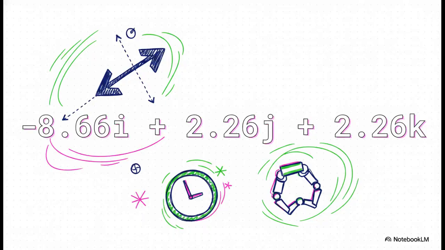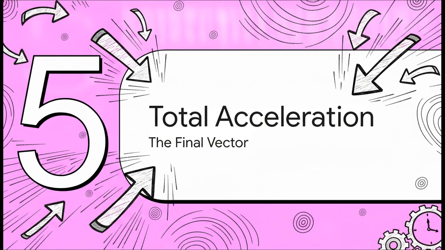When you run that final bit of cross-product arithmetic and combine your I's, J's, and K's, you arrive at the ultimate 3D velocity vector for grip A. It is moving at negative 8.66I plus 2.26J plus 2.26K meters per second. That right there is absolute precision. The engineers now know exactly how fast that grip is slicing through the air in all 3 dimensions at this exact millisecond. All right, home stretch, part 5, calculating total acceleration.